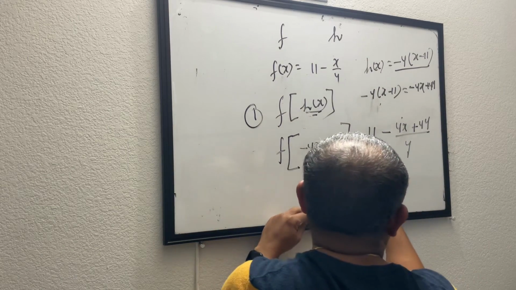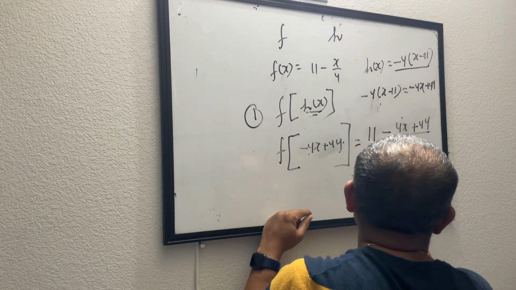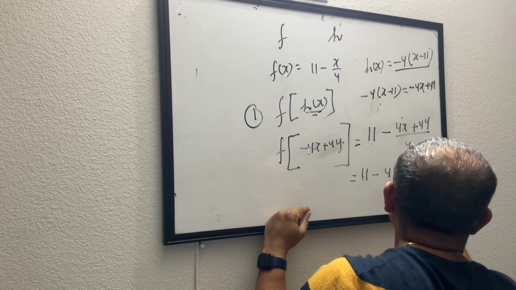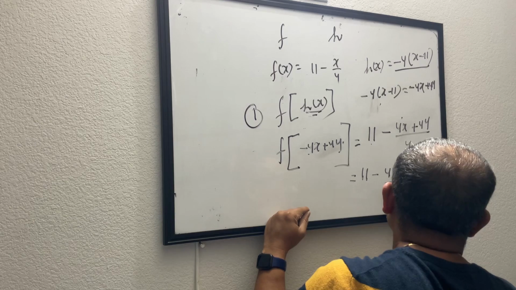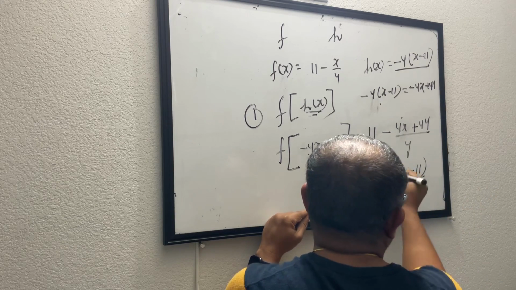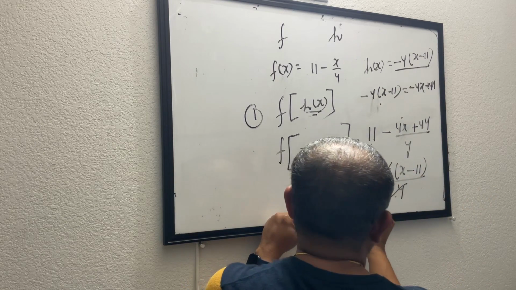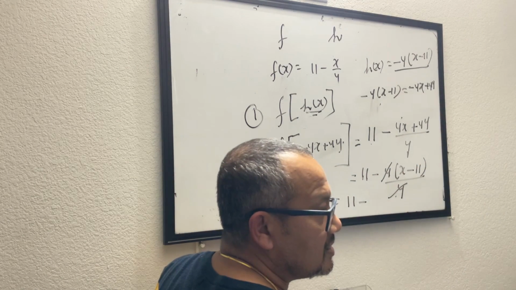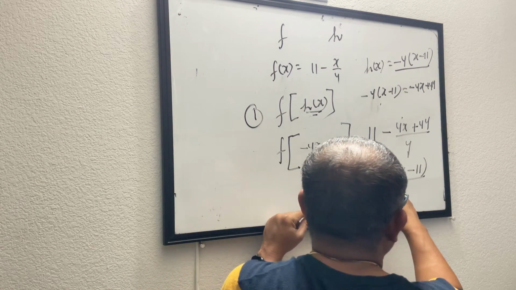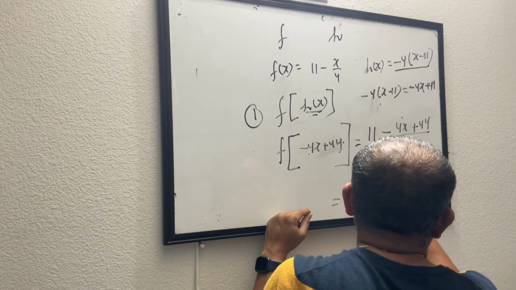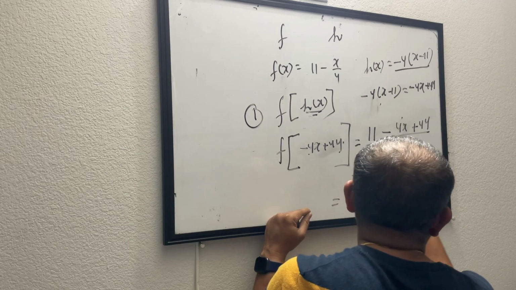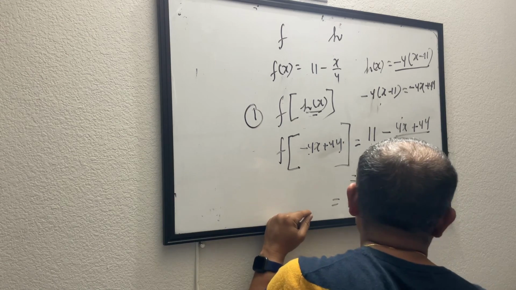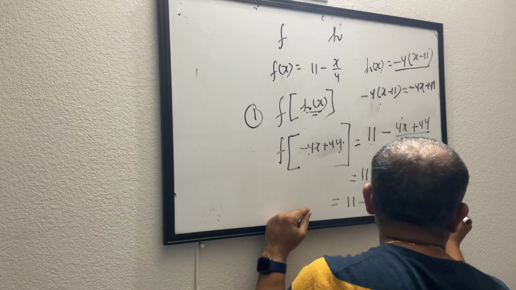So this becomes 11. Here we can take minus 4 out, that is x minus 11, divided by 4. And then you just cancel out. So these two cancel. So 11 minus... Wouldn't the minus multiply into the negative 11 and x? Yes, that's what I'm saying. So minus into x becomes minus x. Minus into minus becomes plus 11. So this became 11 plus 11, 22 minus x.